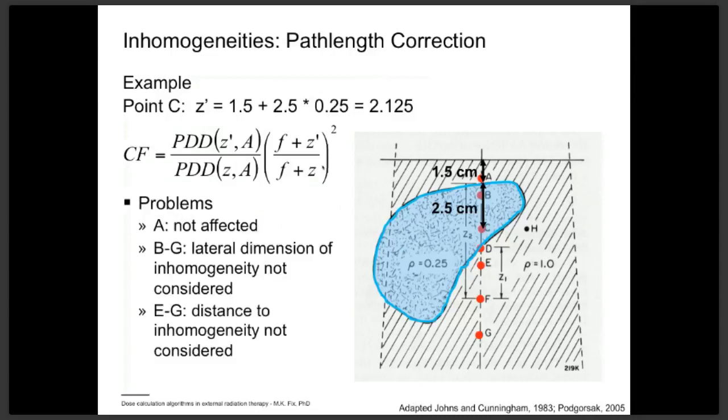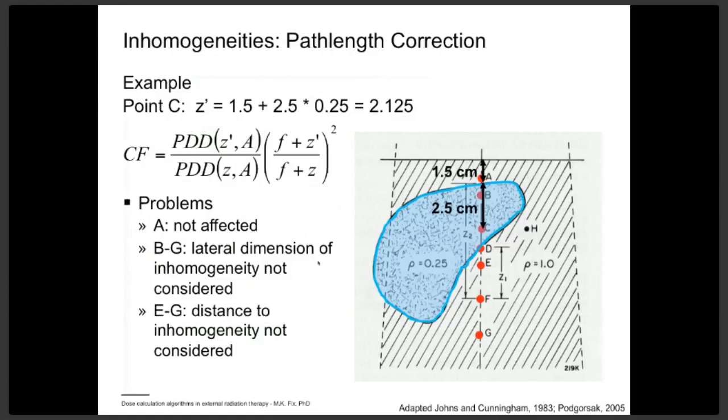However, there are still some problems with this correction. One is that point A is not affected at all. So up to here, we would still get the same PDD. But as mentioned, this dose would be lower due to missing backscatter. B and G, so all those points would not see any effect of this lateral contribution or impact to the dose on the central axis.